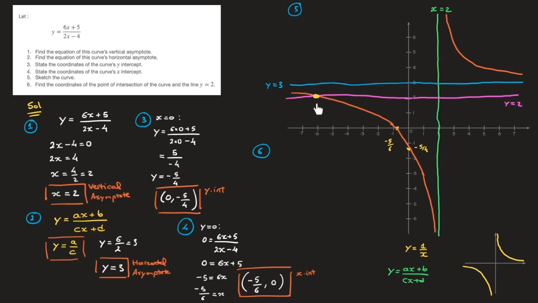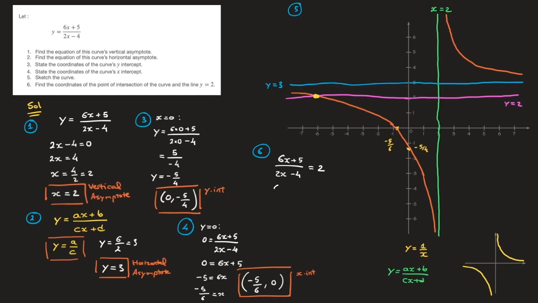And to find the coordinates, we need to equate the equation of the curve to the equation of the line. Here's what I mean. We need to solve (6x plus 5) over (2x minus 4) equals 2. Notice that the left-hand side of this equation is my curve's equation, and the right-hand side is the line's equation. And solving this equation for x will give us the x-coordinate of this point. And to do that, I start by multiplying both sides by the denominator we have here. In other words, I multiply everything by 2x minus 4.